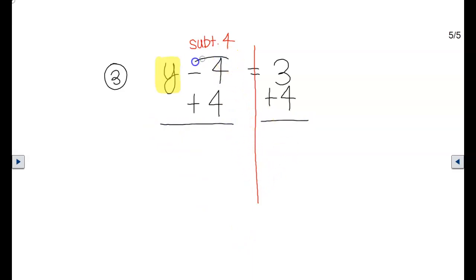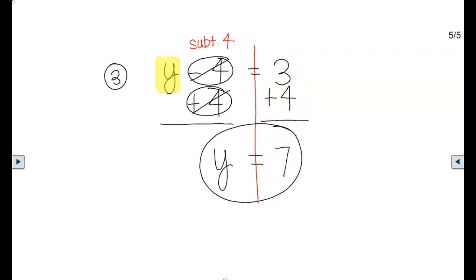Now, here's what happens. The subtracting 4 and the adding 4 cancel each other out. So on this side, all I have is my y. That's what I wanted. I want y to be by itself. On the other side, I have my answer. 3 plus 4 is 7. So the y in this equation should be 7.